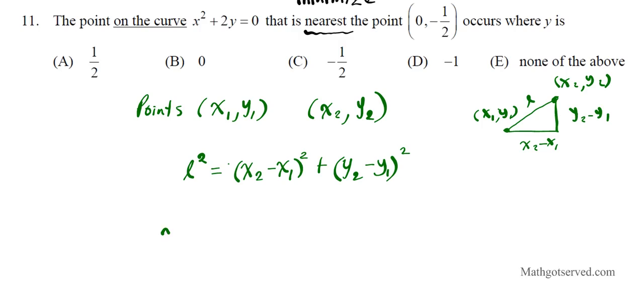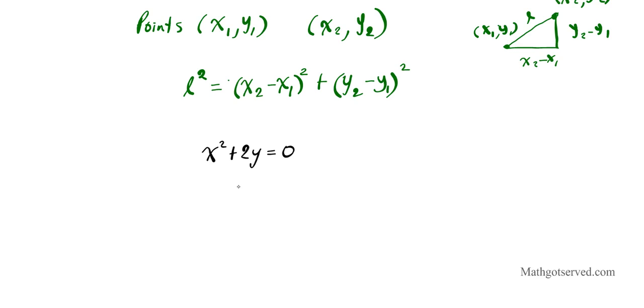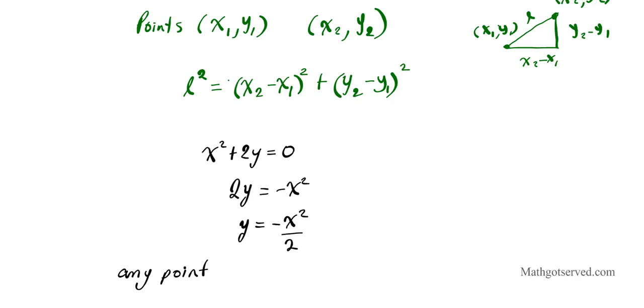We have x squared plus 2y equals 0. So let's get y by itself. I'll subtract x squared from both sides. We have 2y equals negative x squared. And then divide both sides by 2, you have y equals negative x squared over 2. So any point on the curve can be defined by the point x for the x coordinate and, for the y, negative x squared over 2. Okay, so if you pick any point on this curve, this would define what the coordinates are.